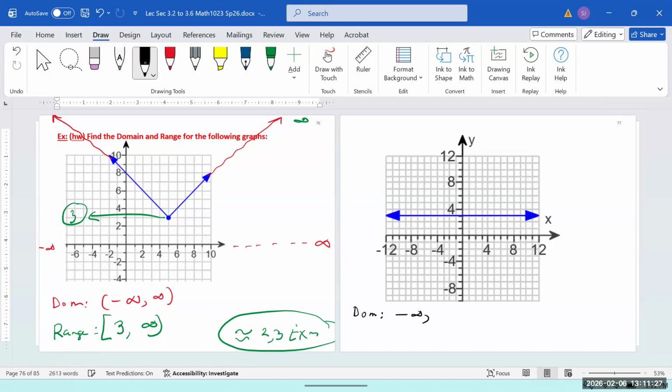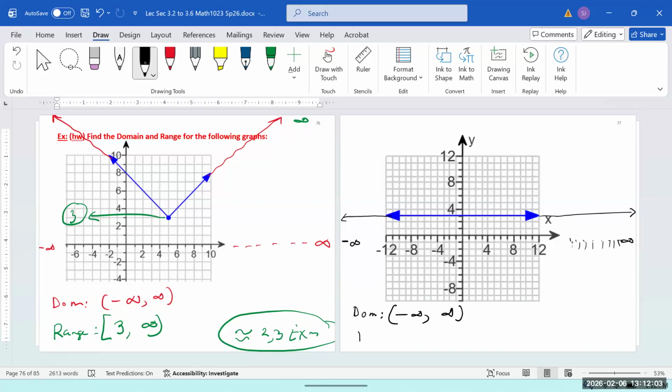Negative infinity, parentheses, infinity, parentheses. So this line is going on and on and on forever on the left. And we know the leftmost number is negative infinity. And this is also going on forever and ever on the right side. And we know on the right side, we have positive infinity. So all the x values we have in our graph, from negative to positive infinity.